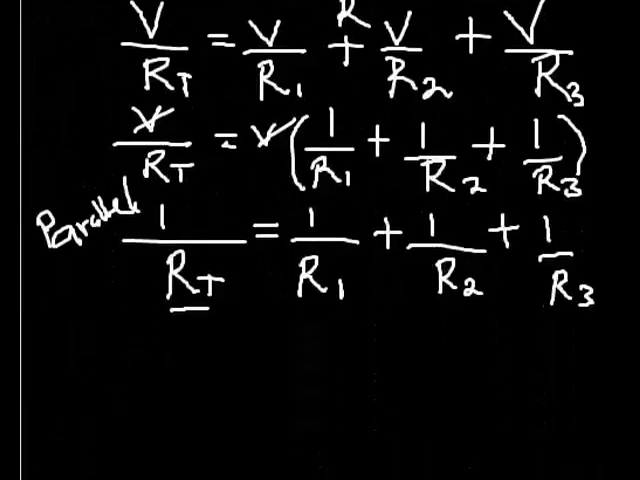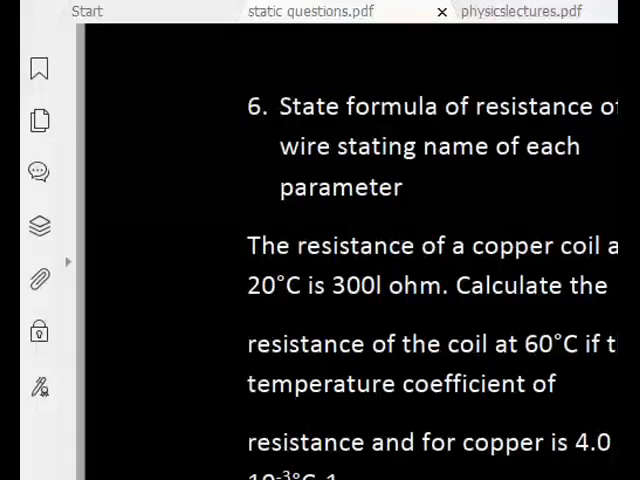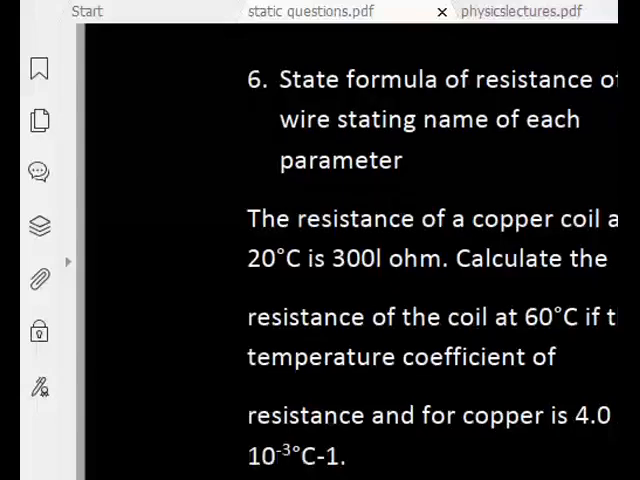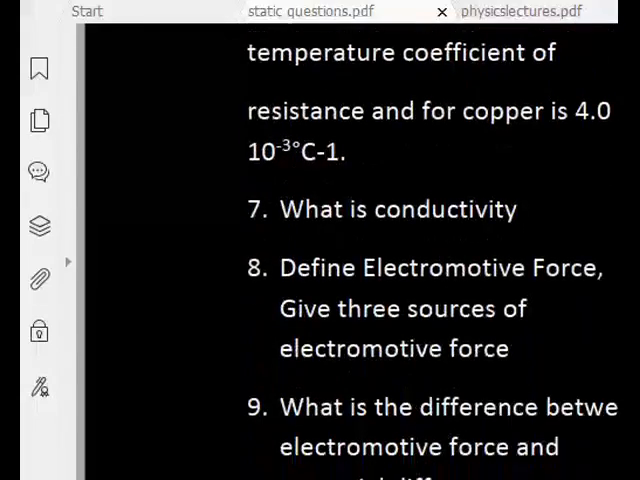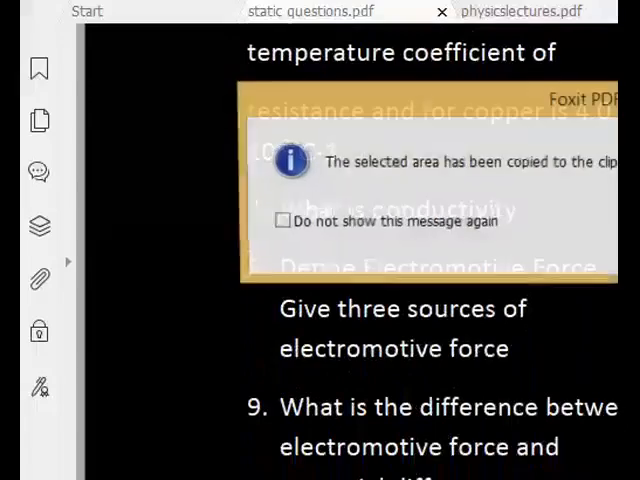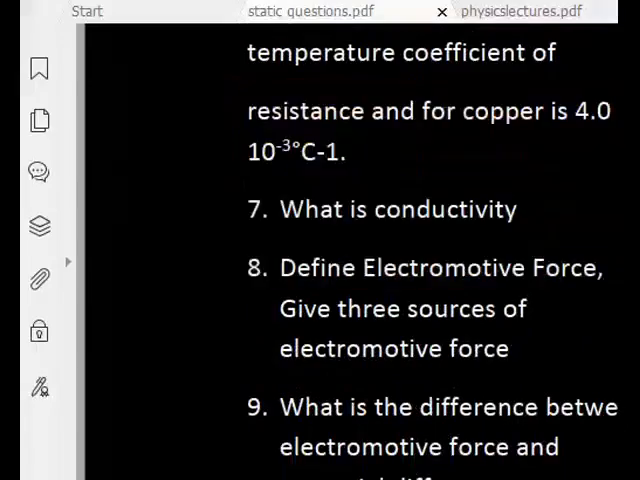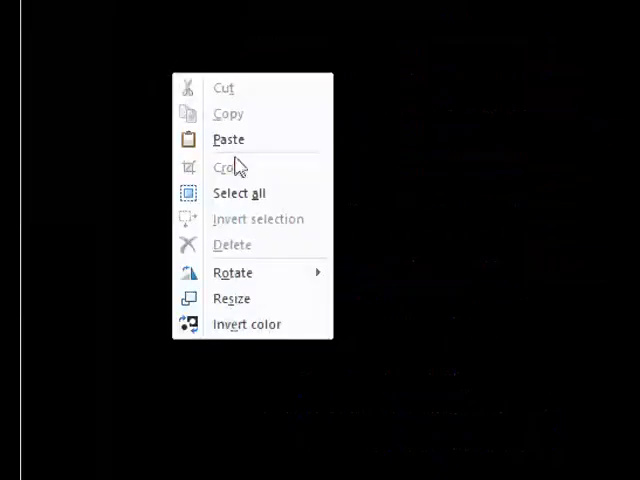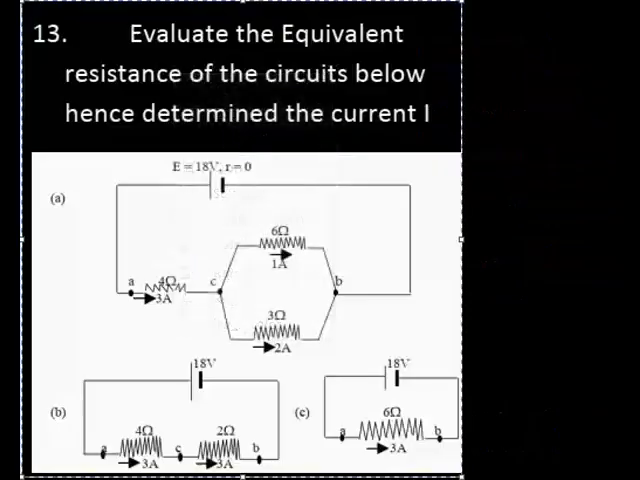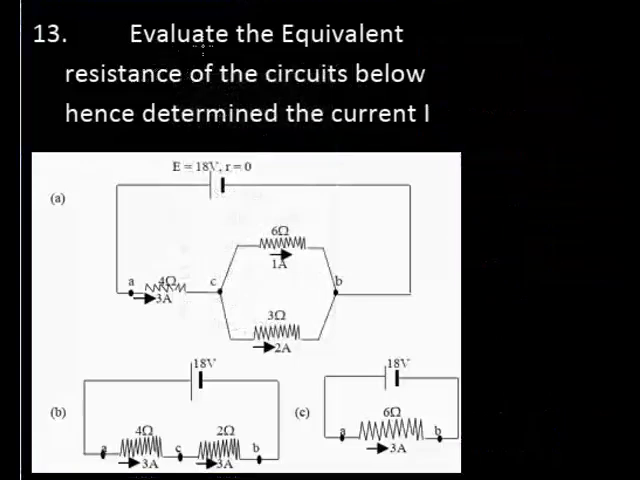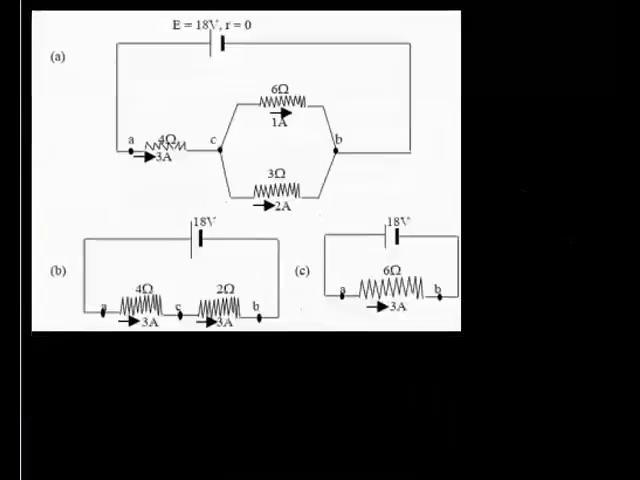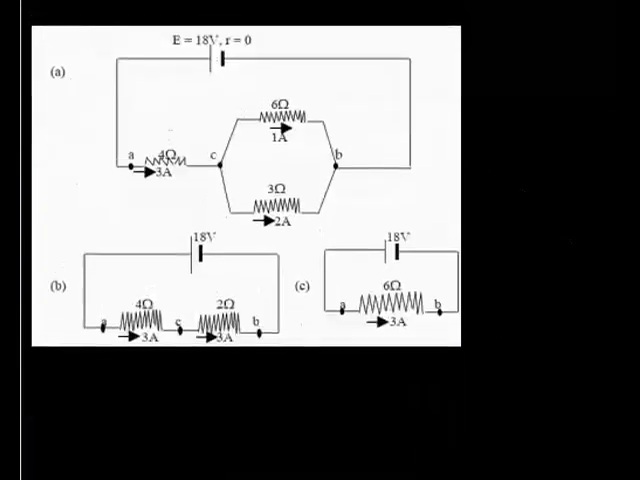Okay, so I think we can actually look at the next question. The next question is an example, and I love examples so that we can illustrate this. It's an example of what we did. So the question is, evaluate the equivalent resistance of the circuit below, hence determine the current I. So circuit A and circuit B.